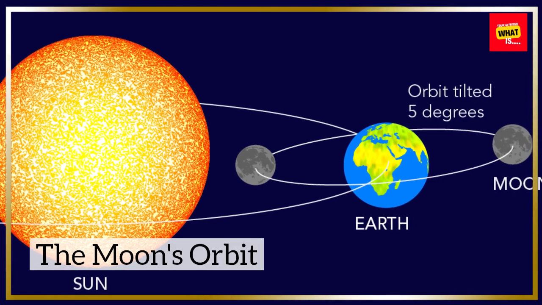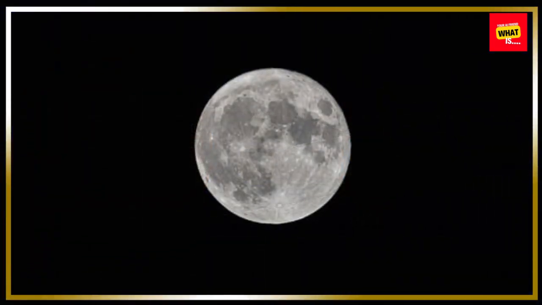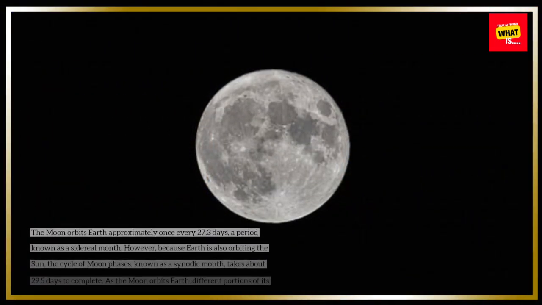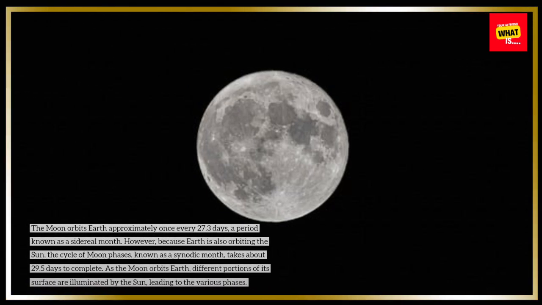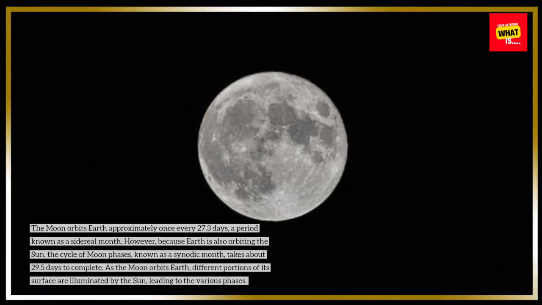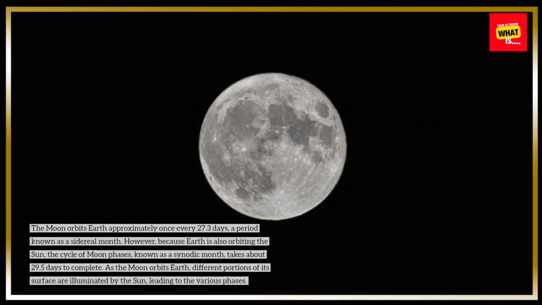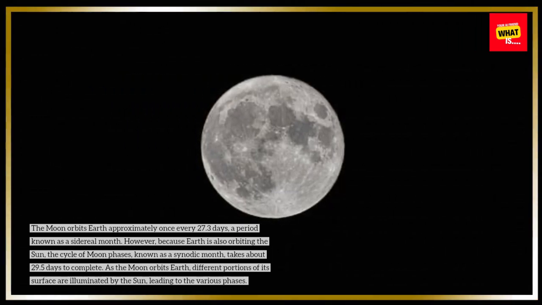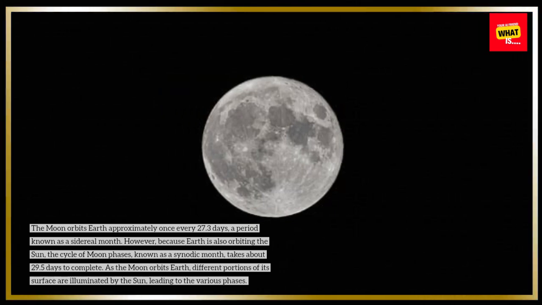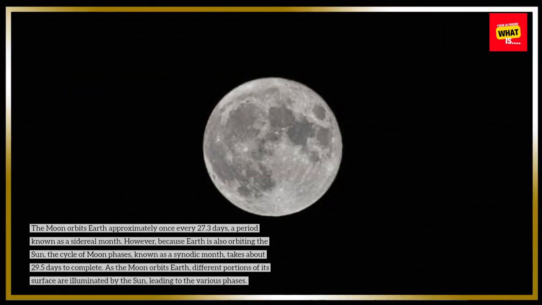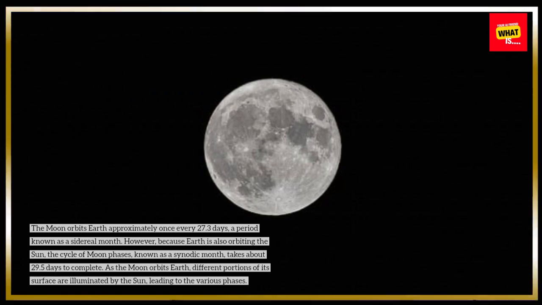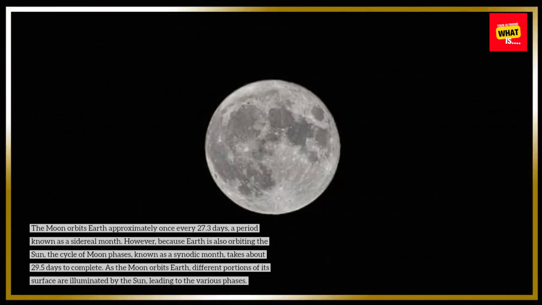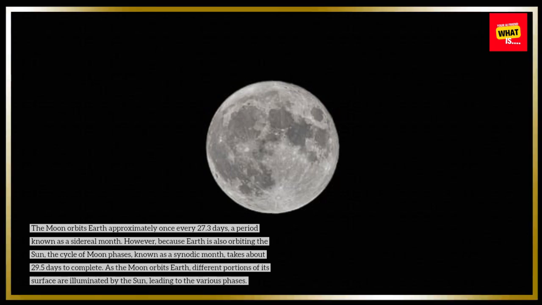The moon's orbit. The moon orbits Earth approximately once every 27.3 days, a period known as a sidereal month. However, because Earth is also orbiting the Sun, the cycle of moon phases, known as a synodic month, takes about 29.5 days to complete. As the moon orbits Earth, different portions of its surface are illuminated by the Sun, leading to the various phases.